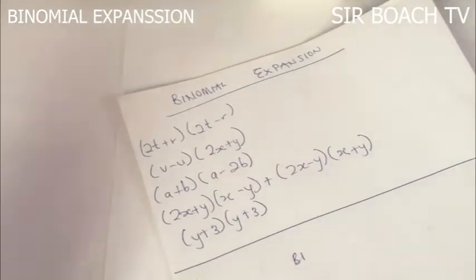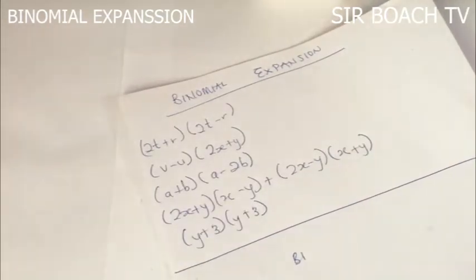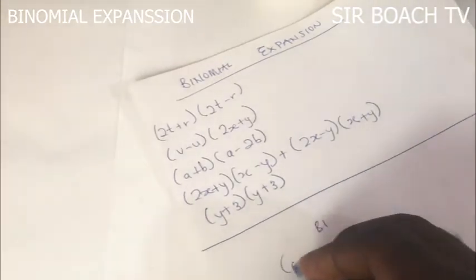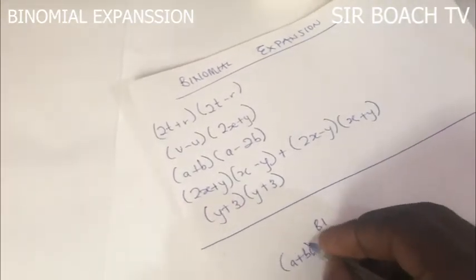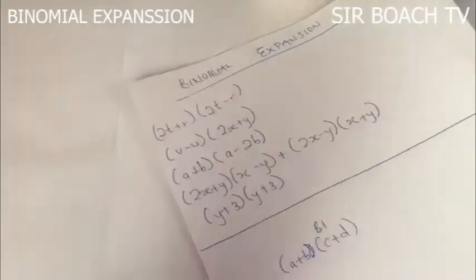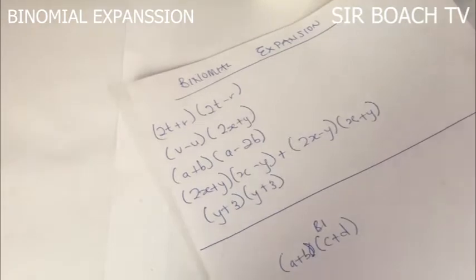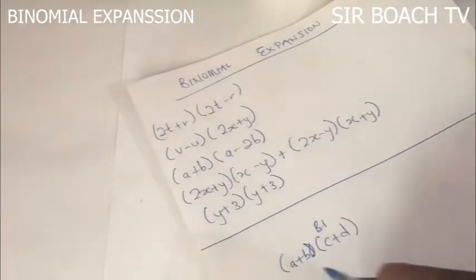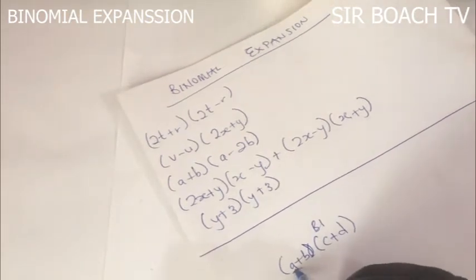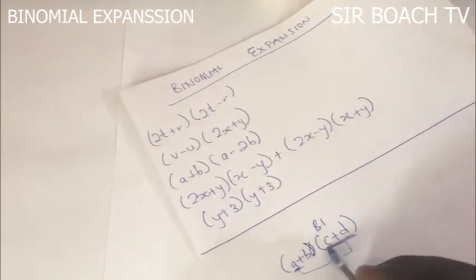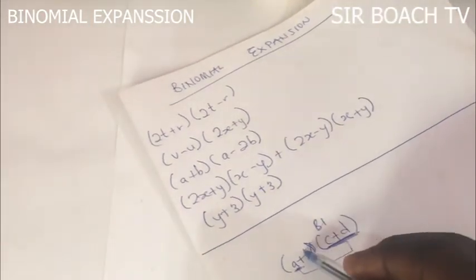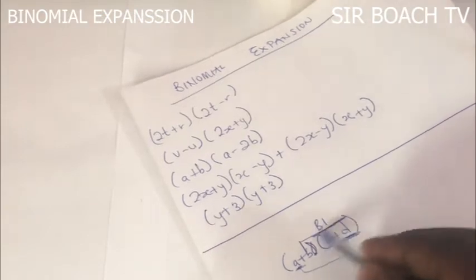And what do we mean by that? We mean two brackets: how to multiply two brackets together. When you see two brackets, how do you multiply them? Let's say we have A plus B and also C plus D. They are two brackets. We want to multiply them. The best advice I can give is that the first letter will multiply by everything in the second bracket, and the second letter will also multiply by everything in the second bracket.